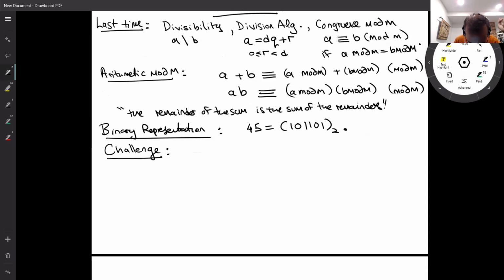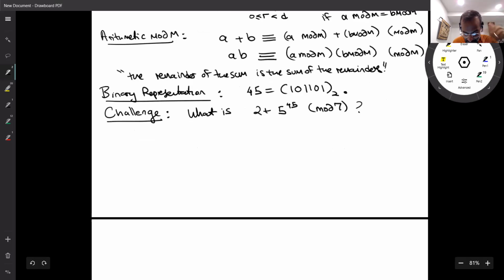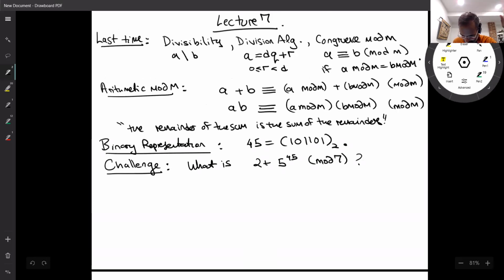And this translated to this question of what is 2 plus 5 to the 45 modulo 7. And I never answered this question. I developed all these tools, notions of congruence and so on, and now I'm going to show you how to use them to solve this problem. So before I do that, any questions on this recap?